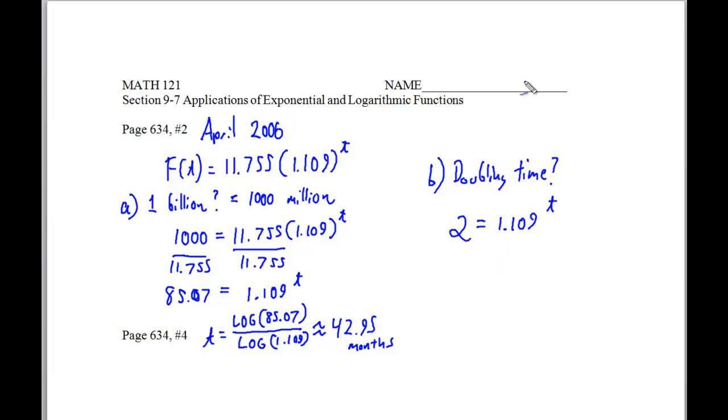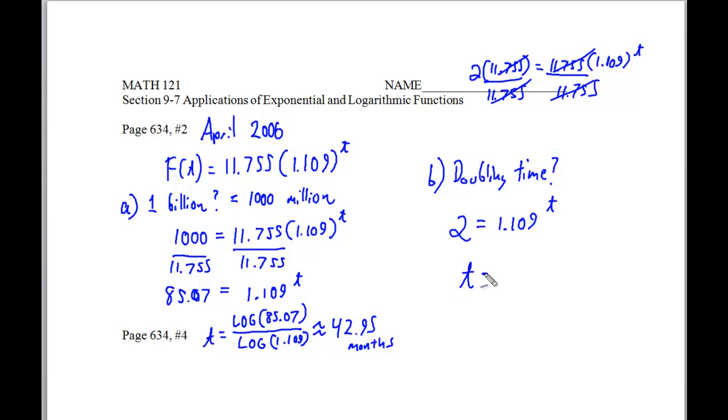You can also see that if you did this problem very straightforwardly, where you took your 11.755 and doubled it, on the left-hand side you'd have 2 times 11.755 equal to 11.755 times 1.109 raised to the t power. If you divide both sides by your 11.755, you can see that the start really doesn't have anything to do with your doubling time. Your doubling time is just putting 2 in for your answer.